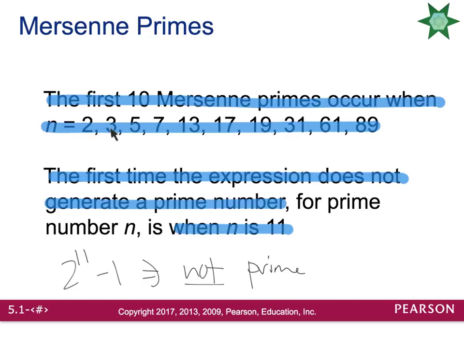So here's where we were using these n's: 2, 3, 5, 7. The next prime here would be 11, and it doesn't work. 17, 19 work; 21 is not a prime number. 23 would not work, so the next one after that is 31, which does work. So not all of them work. There are some prime numbers, like 23 and 29, and 37, for example, after this. So it doesn't work for all prime numbers.